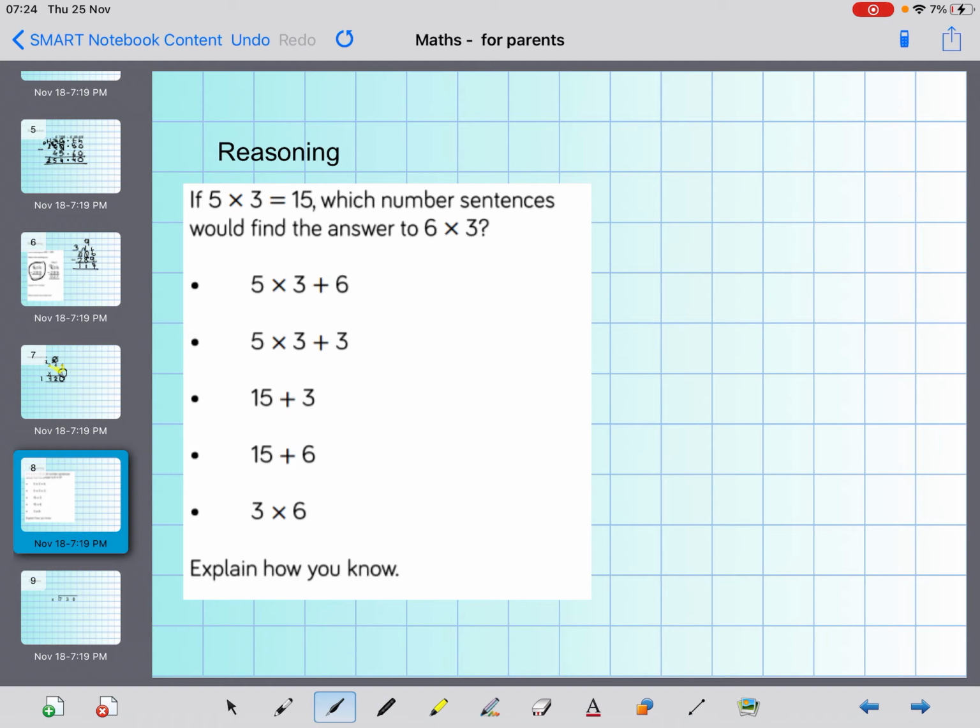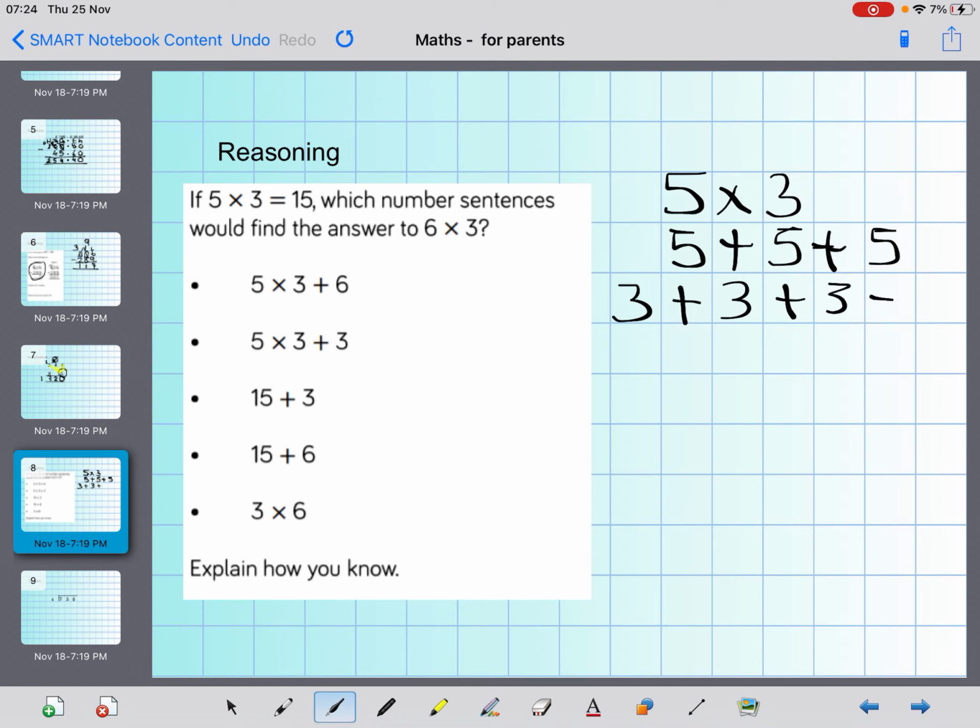Now on to a reasoning question. If 3 times 5 is 15, which number sentences would you find the answer to 6 times 3? Now in this question, the children should understand that multiplication is the same as repeated addition. So if I'm doing 3 times 5, that is the same as 5, add 5, add 5. Or 3, add 3, add 3, add 3, add 3.